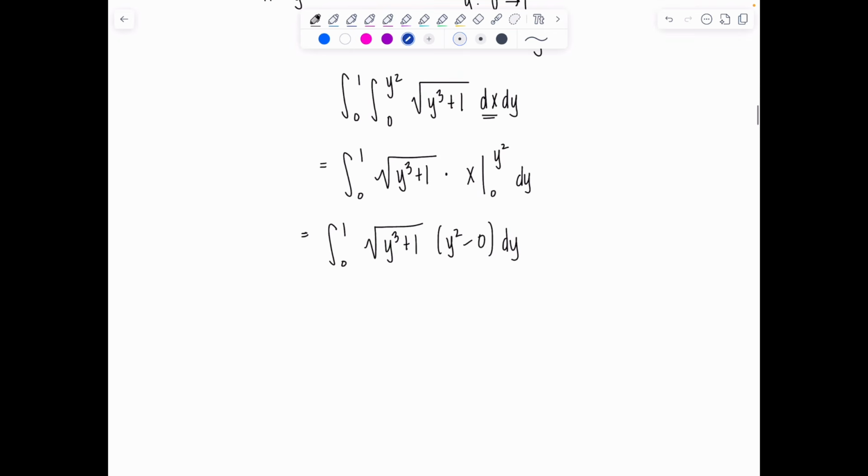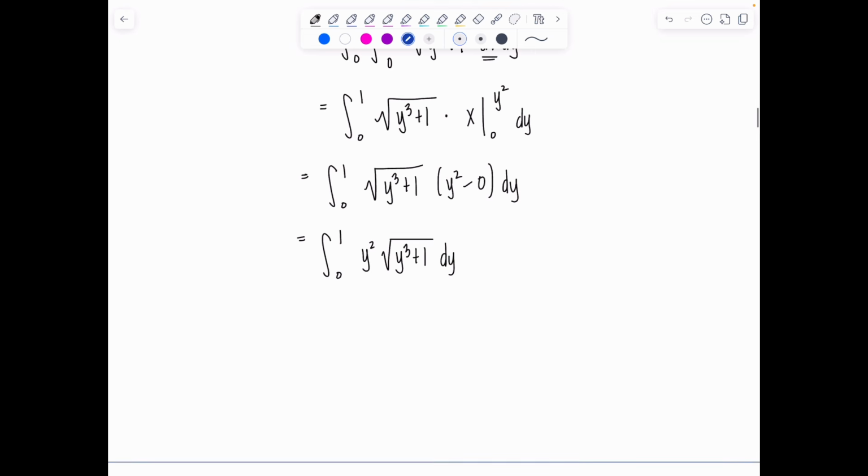Are we okay? And then let me rewrite it: the integral from 0 to 1 of y squared times the square root of y cubed plus 1 dy. And then from here, you can just do a relaxing little u sub, or you just do it in your head.